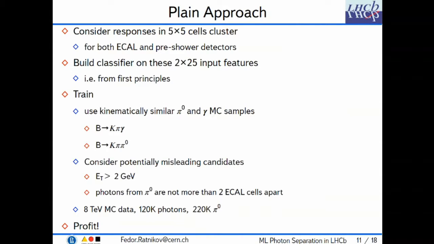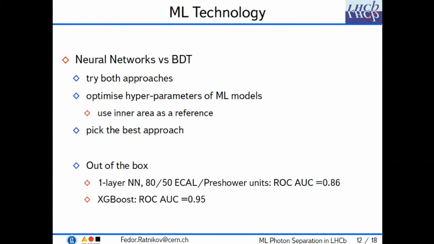Well, then we have samples. We use kinematically similar samples for photons and pi zeros, and consider those which are potentially misleading, and try to train our classifier. Okay. Now, training the classifier. Which classifier?